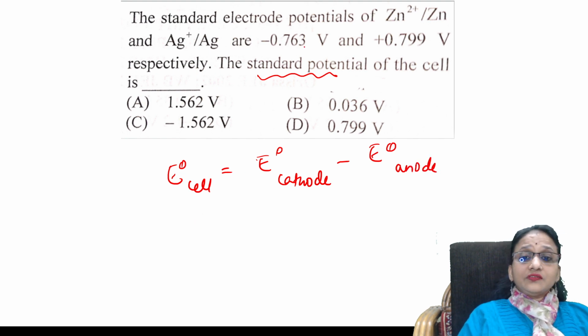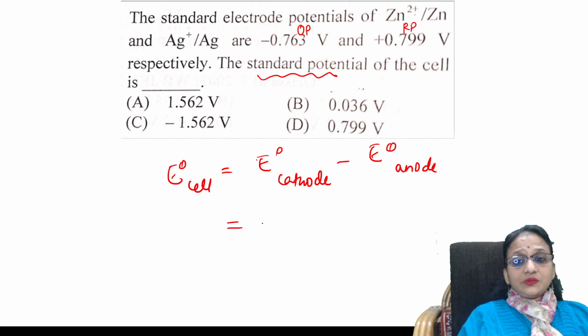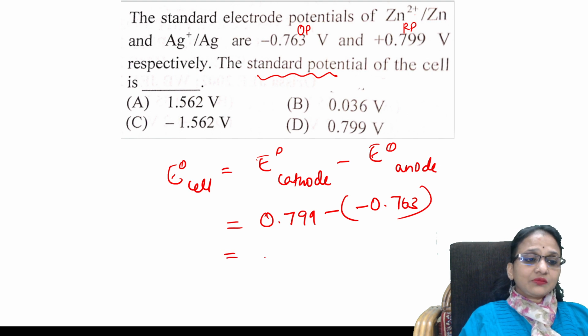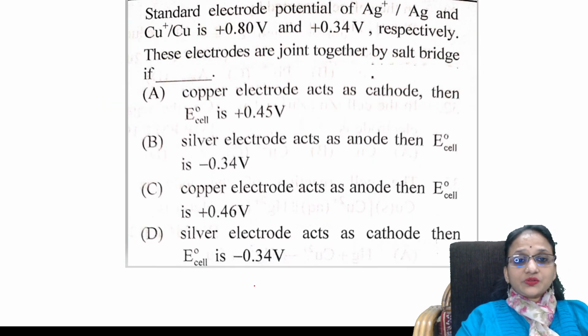Check which is the cathode. In the first case, this is your oxidation potential. This is your reduction potential. Correct. So I'll be taking that as the cathode. 0.799 minus of minus 0.763, which is nothing but 1.562, a positive value. You see? That's it.